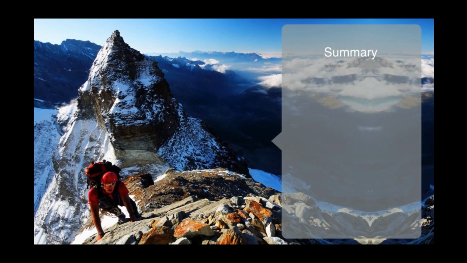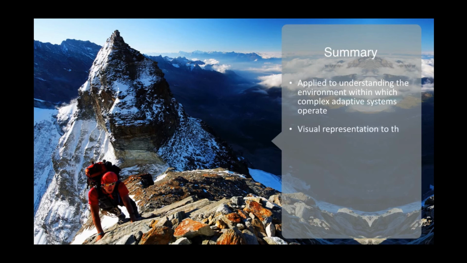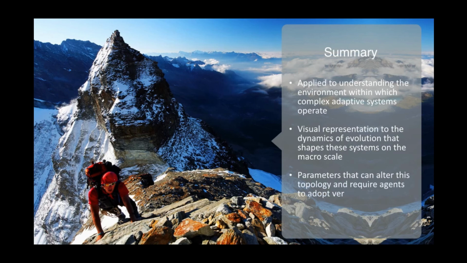In summary, we have been looking at how the model of a fitness landscape can be applied to understanding the environment within which complex adaptive systems operate, as it gives us a visual representation of the dynamics of evolution that is the primary force shaping these systems on the macro scale. We have seen how a few key parameters can fundamentally alter this topology and thus require agents to adopt very different strategies in their pursuit of optimal solutions.